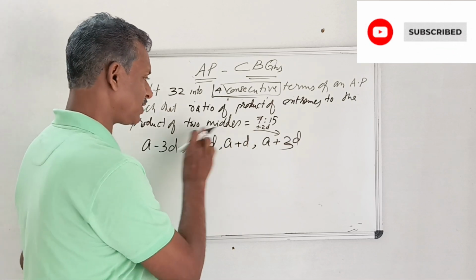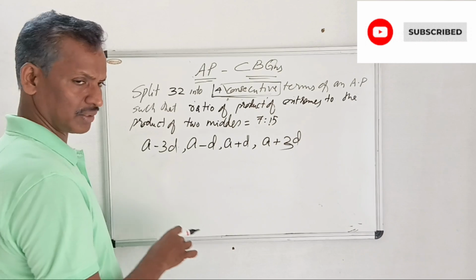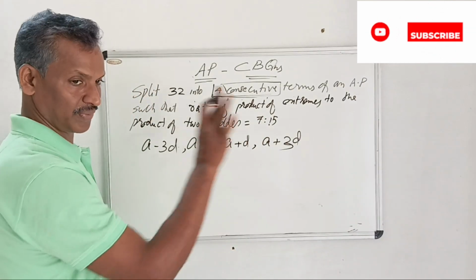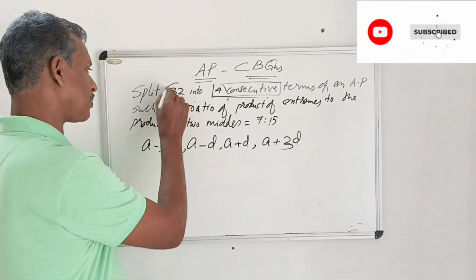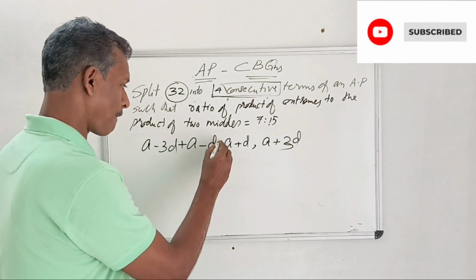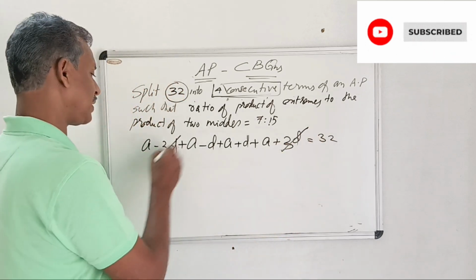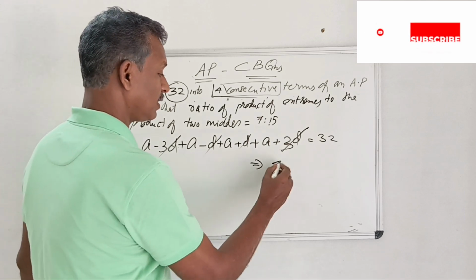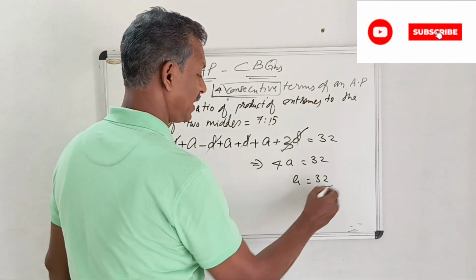So the benefit is that for 4 terms, you should memorize it like this. Don't take A plus D and A minus D before that. You have to take it like this. Why? What is the benefit? It will be easy for us. The sum of all 4 is 32. If you add all these, 3D and minus 3D will get cancelled and minus D plus D will be cancelled and you get 4A is equal to 32 and A is equal to 32 by 4, which is 8.